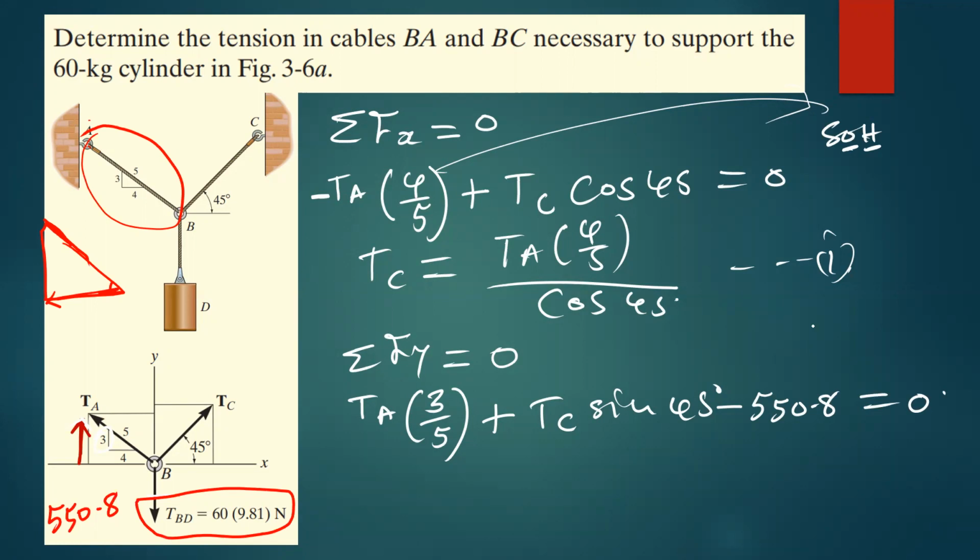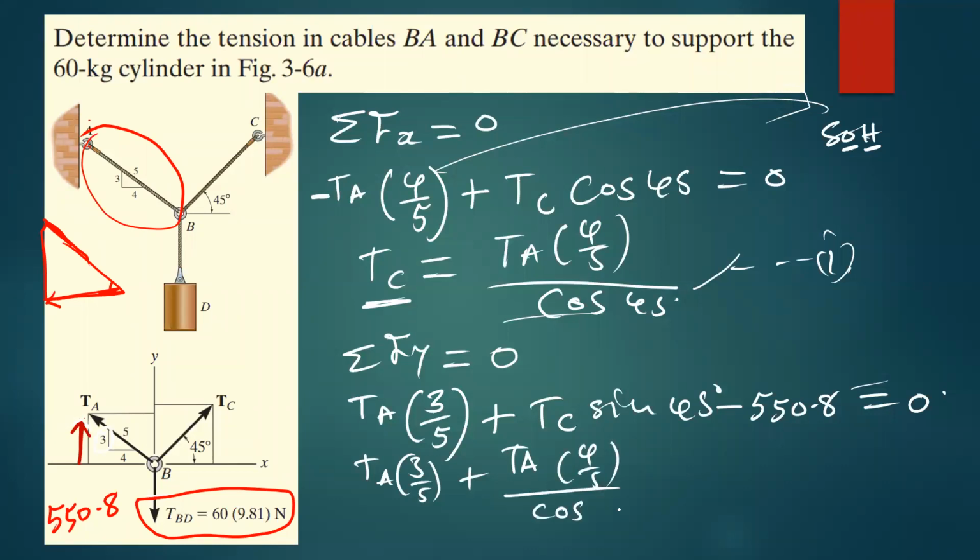So here it's just a matter of solving the two simultaneous equations, this one and that one. In the second equation where there is TC, I'm going to replace with that. So I have TA 3/5 plus TC, which is simply TA 4/5 over cos 45. When we take this to the other side of the equal sign, this will be equal to 550.8.